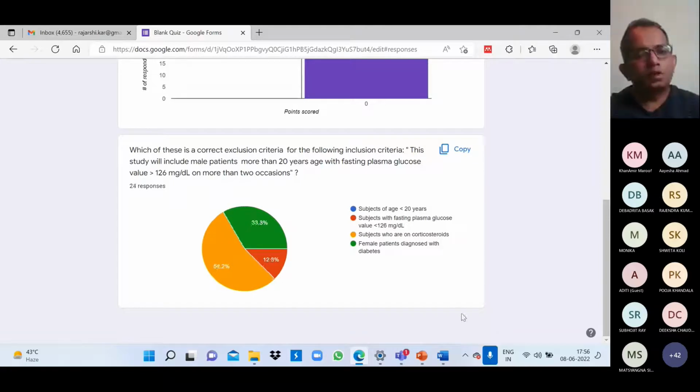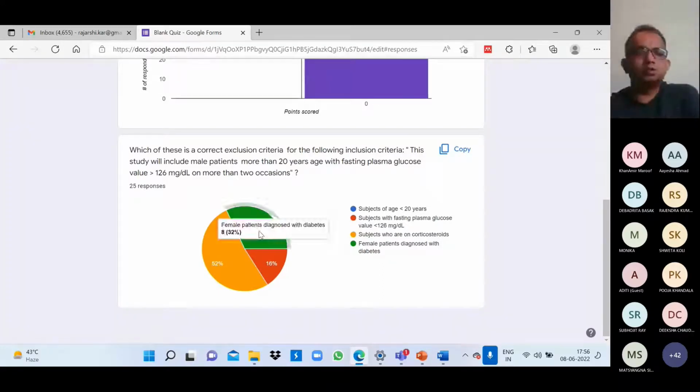So I have only 24 responses till now. 54% have said it's subjects who are on corticosteroids. 32% have said female patients diagnosed with diabetes, and there are some who think that subjects with a fasting plasma glucose value less than 126 milligram per dL. So can any one of you volunteer to tell me why the majority is correct?